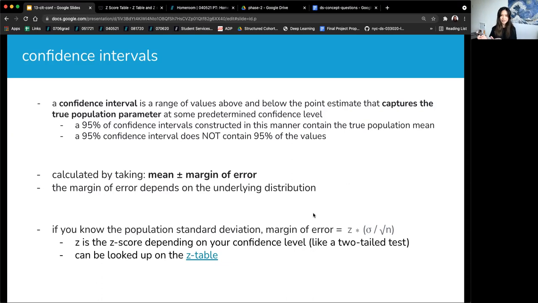You can calculate a confidence interval by hand. Just know that we don't have to as data scientists. You can just take the mean plus or minus your margin of error, and your margin of error depends on the underlying distribution. In this case, if we're doing a one sample Z test like we were doing earlier, the margin of error is our standard error. The main thing to take out of this is the definition of a confidence interval: that 95% of confidence intervals constructed in this manner contain the true population mean.